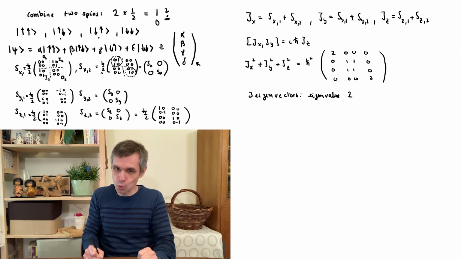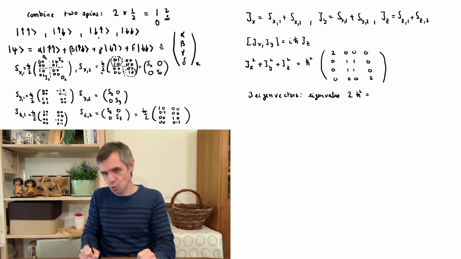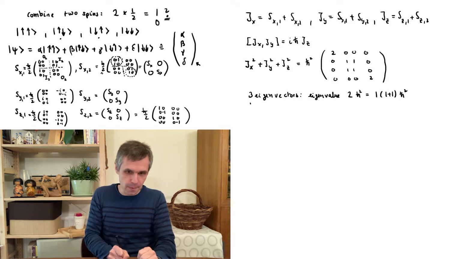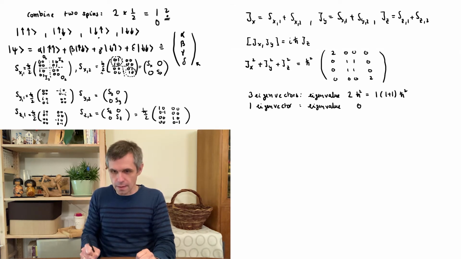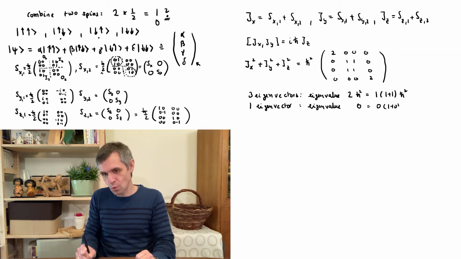Namely the eigenvalue 2 h bar squared, and that actually corresponds to L equal to 1, because that's 1 times 1 plus 1 times h bar squared. And then there is one eigenvector which has an eigenvalue that vanishes, and that corresponds to 0 times 0 plus 1 times h bar squared, so this corresponds to L equal to 0.